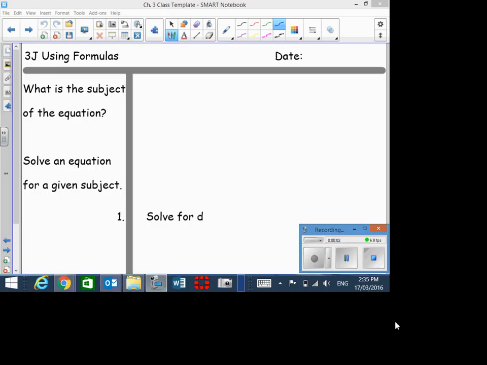Hi, Year 9. We're going to go ahead into using formulas, section 3J, and this is going to wrap up our equations chapter. So go ahead and set your page up. Go ahead and put your title at the top.